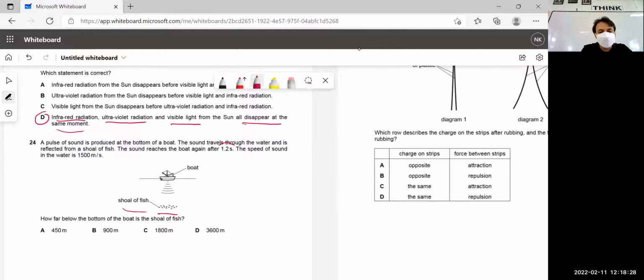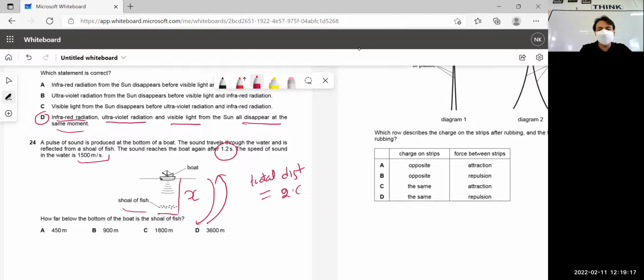But if you see in the question, the sound is produced from the signal at the boat, collides with the shoal of fish and returns back. So in this case, the sound traveled a total distance of x plus x, that is equal to 2x. So the total path length or the total distance covered is equal to how much? x plus x, that is equal to 2x.